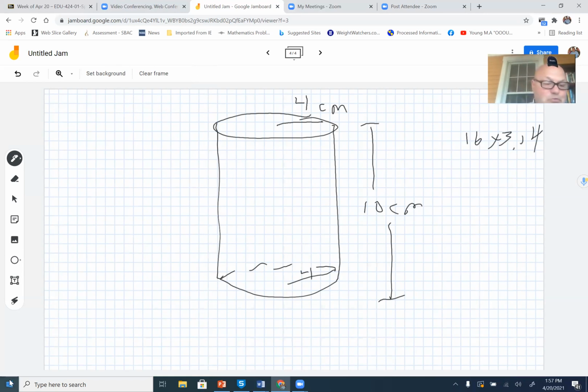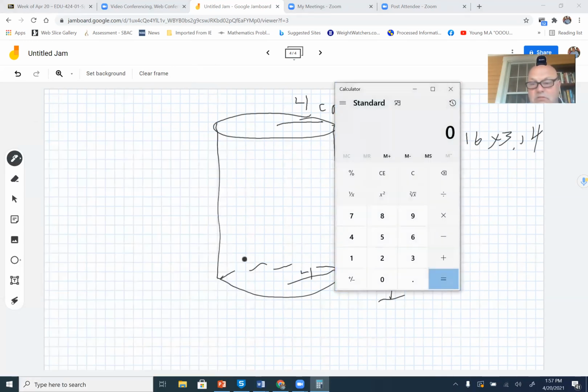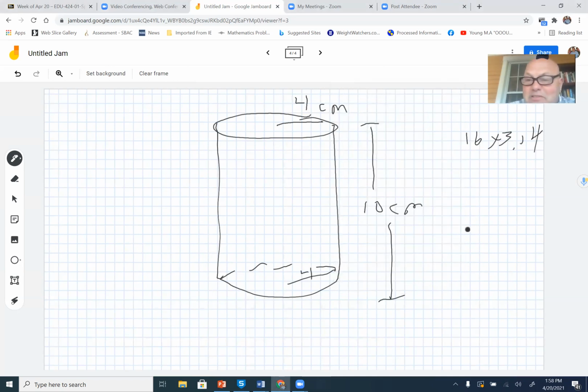So I would have to go to my little calculator and do 16 times 3.14, and 3.14 is an approximation of pi, 50.24. So the area of the base is 50.24, and the height is 10, so it'd be times 10. Well, that's easy. We just do the decimal point shuffle and move the decimal point over one place. So it's 502.4, and this is volume, so it would be centimeters cubed.